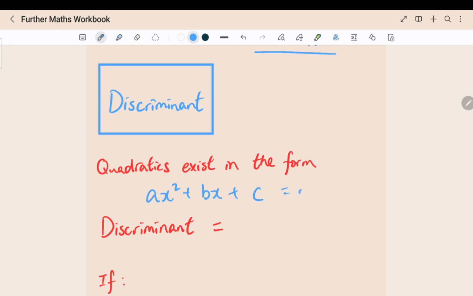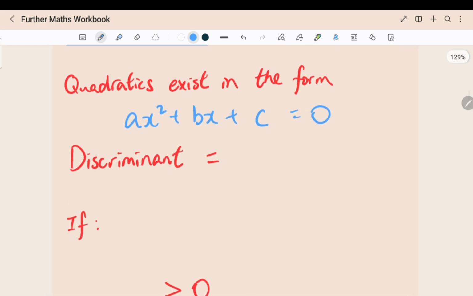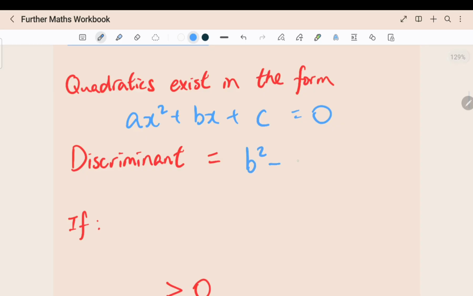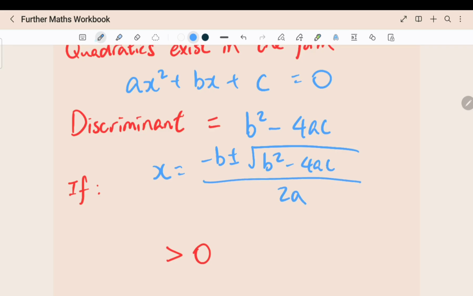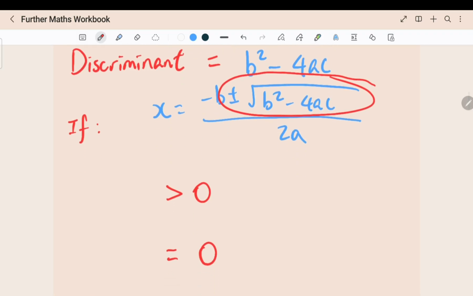And normally we set it equal to 0. So the discriminant will be b squared minus 4ac. The reason for that is that in the quadratic formula, we get x equals negative b plus or minus the square root of b squared minus 4ac all over 2a. So this square root, because we have plus or minus, actually determines how many solutions we have.